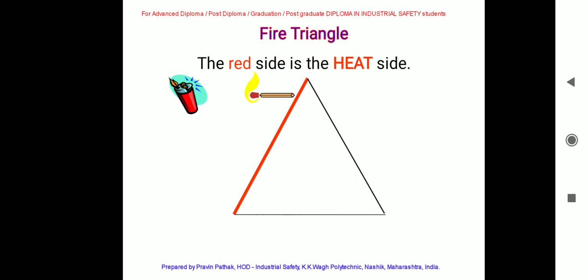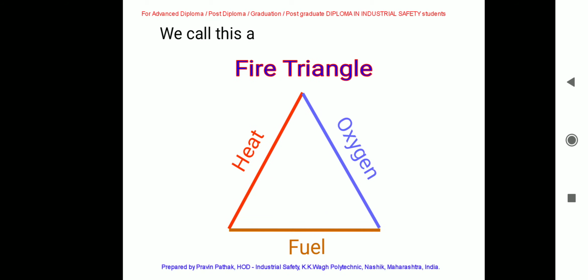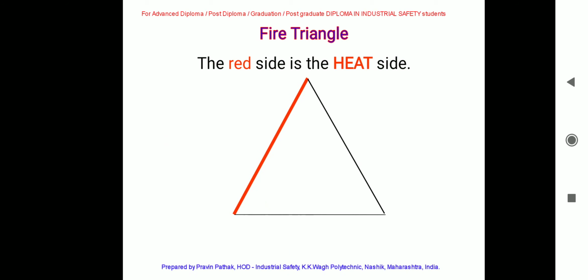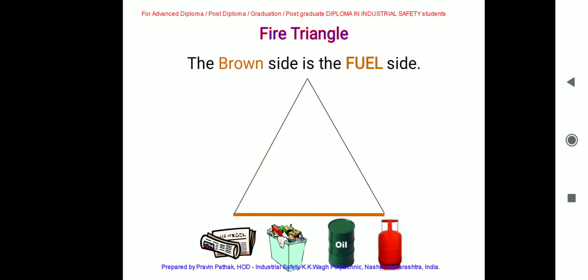So the red side is the heat side, and these are some examples in picture form. That may be a fire smoke, a cigarette, an electrical spark, a matchbox, iron heating, etc. So whatever substance is hot or a spark is nothing but the heat side. Then the second side is the fuel. So fuel may be solid, liquid or gaseous.